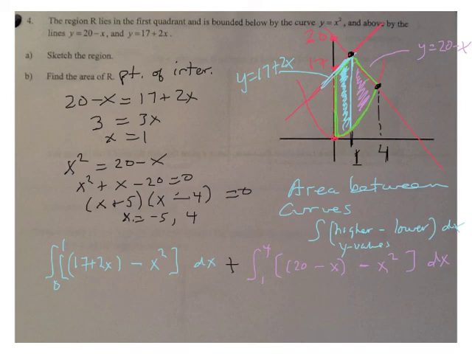In my work, I came up with the final answer being 295 divided by 6, or 49 and 1/6. And that is the final area.